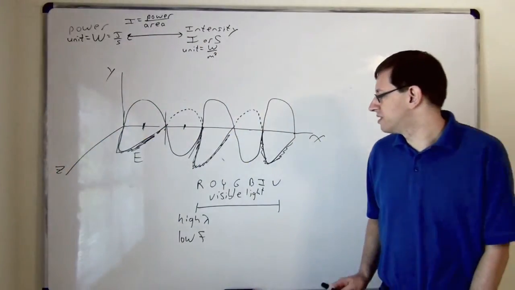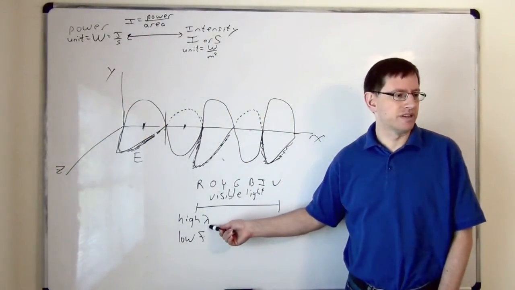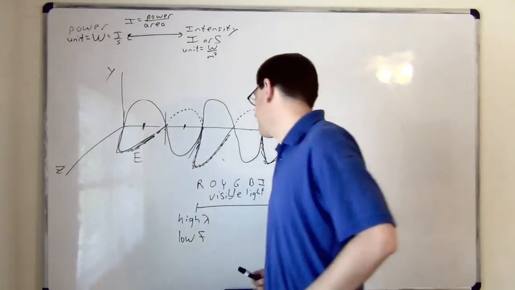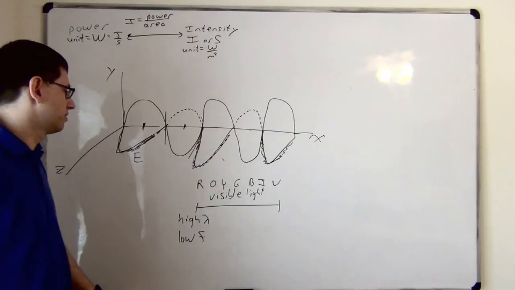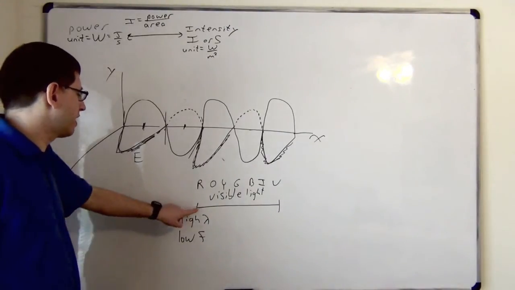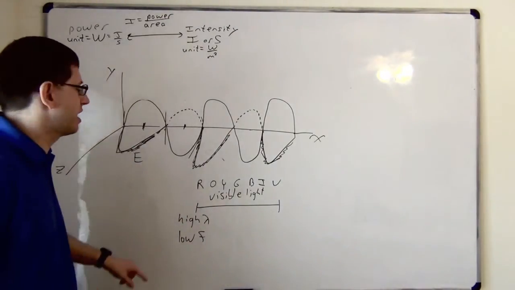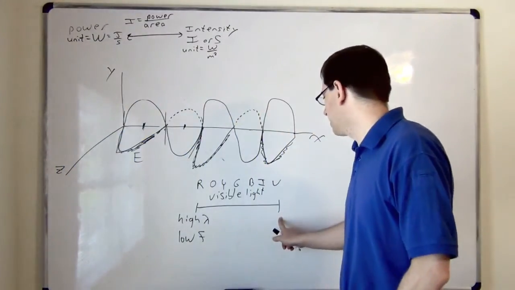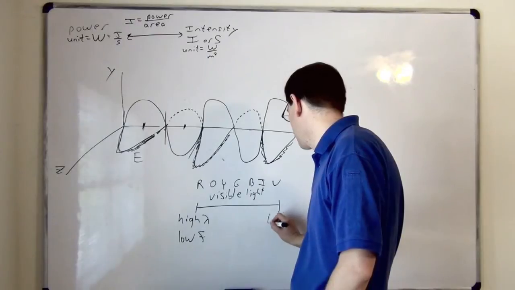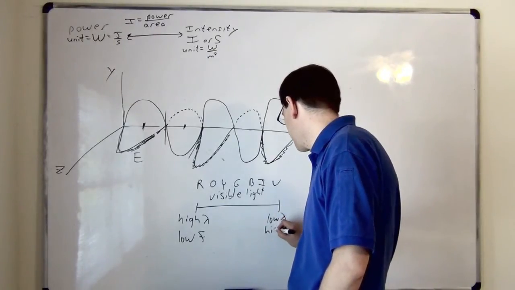So one thing to remember is that wavelength and frequency move in opposite directions. So you can't just say that red is high. It's high wavelength, but it's low frequency. If it's high wavelength, why did I put it on the left here? Well, I decided to graph frequency rather than wavelength. So how would you describe violet? Low wavelength, high frequency. Right.